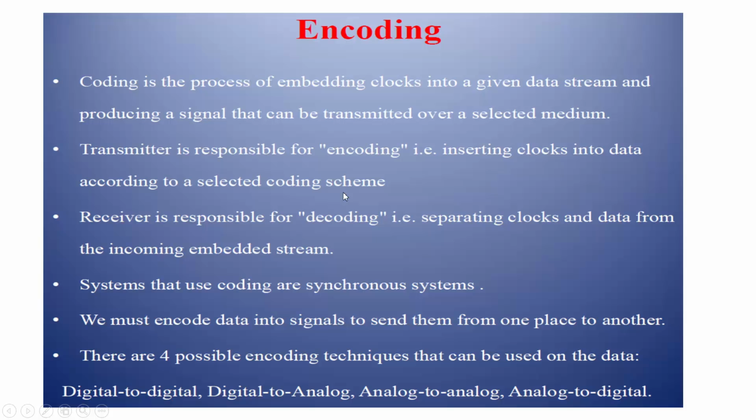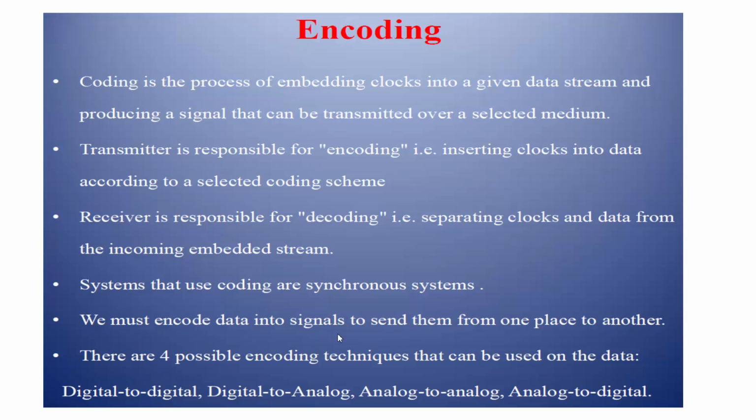So what is the meaning of selected coding scheme? The transmitter, while doing the encoding under a given strategy, the receiver will also know that that particular strategy was used at the transmitter, so that the receiver applies the same clocking strategy to detect the digital information. The receiver is responsible for decoding, that is, separating clocks and data from the incoming embedded stream. Now the systems that use coding are synchronous systems. Why are they synchronous? Because that's the kind of clocking strategy being applied here. So once the clock is there in the system, the systems will be called synchronous systems.